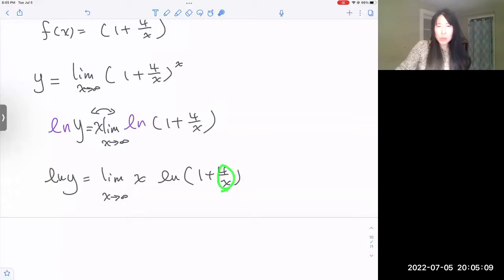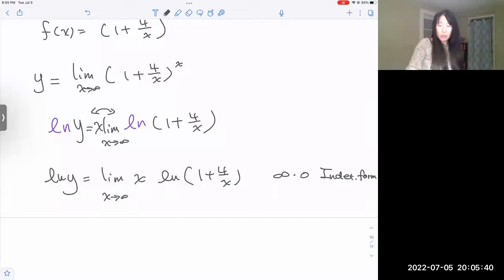Look, when x approaches positive infinity, what do you get for this one? Positive infinity. And this one goes to 0, right? Tiny number divided by huge number is 0. Then we get infinity times 0, which is an indeterminate form.